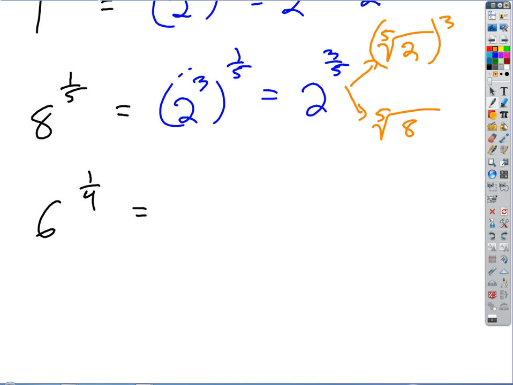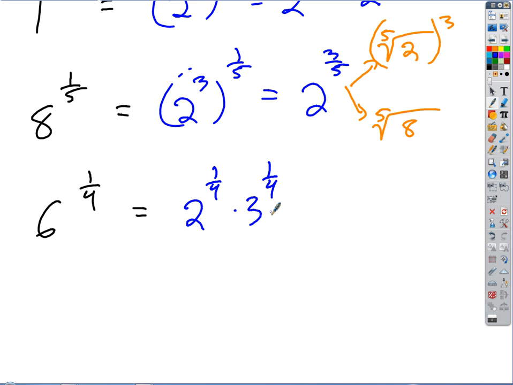What about 6 to the 1/4? Does 6 factor? Well, it does. It factors into 2 and 3, right? So I could write this that way, but that doesn't really help me, because neither one of those is a perfect square or a perfect cube. If I tried that, I'd get 2 to the 1/4 times 3 to the 1/4, and I don't get any place with that.